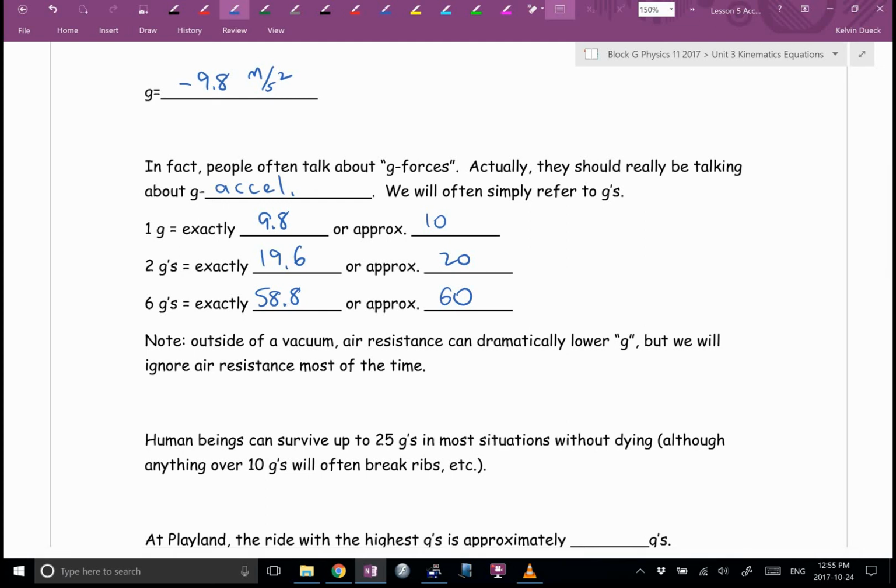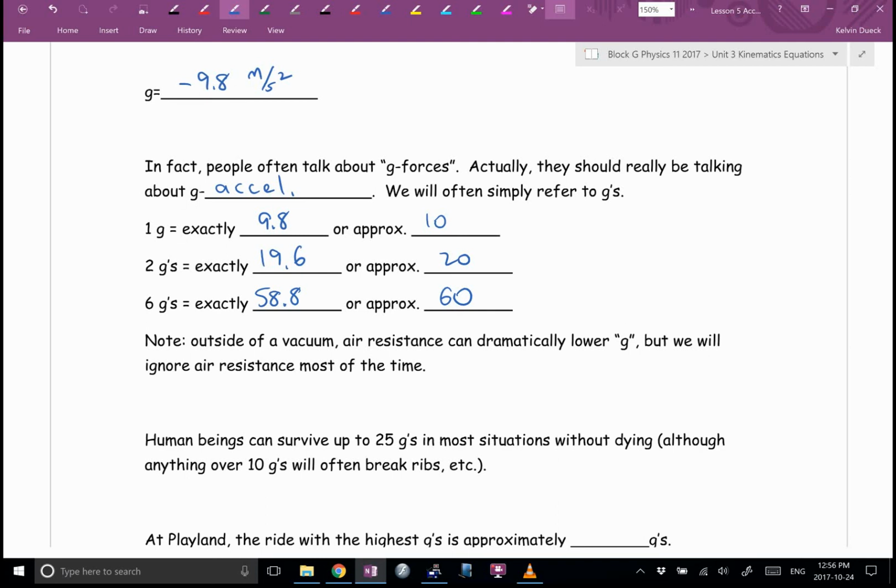Outside of a vacuum, air resistance can lower G if you're in free fall. But we are going to ignore air resistance almost all the time. Air resistance is a very, very difficult force to work with. How many of you have ever stuck your hand out of the window of a moving car? And then how many of you have done the fly it, where you turn it to a wing and it gets pushed up? I encourage you, if you're not driving and you're not on a busy freeway with cars next to you, to try this. One of the things you'll notice is as you speed up, what happens to the force of air resistance?